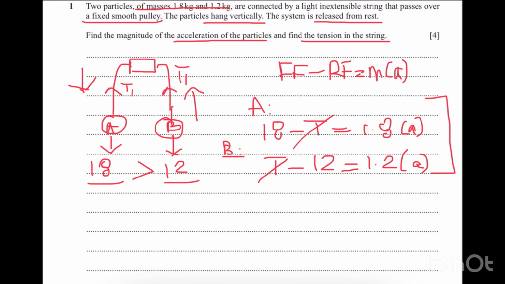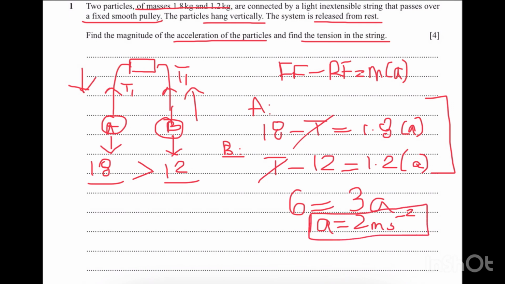So 18 minus 12, which is 6, must be equal to 1.8 plus 1.2 times a, which is equal to 3a. Divide by 3 on both sides, we get that the acceleration is equal to 2 meters per second squared. Now we can use this value of a and insert it into any of these two formulas. So let's say I use the first one. So 18 minus T is equal to 1.8 times 2.